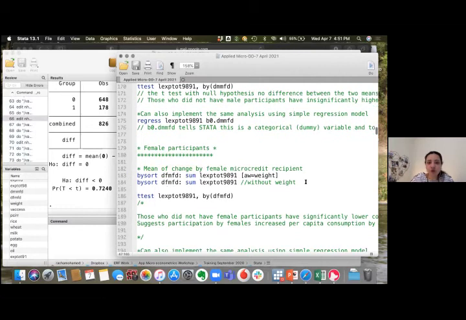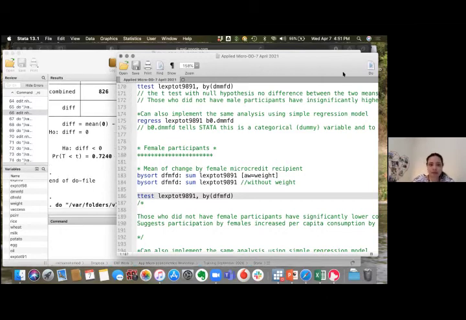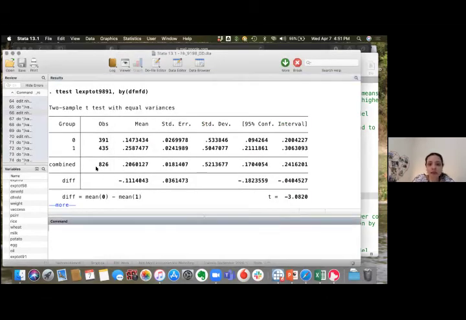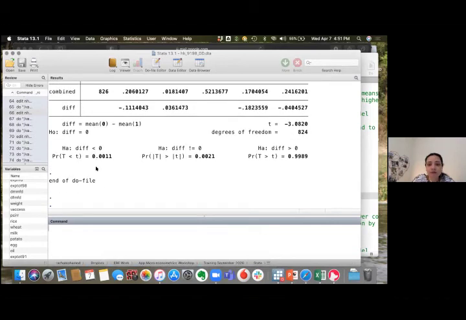Let me show it to you if we do it by female. Again, we calculate the difference of total expenditure per capita between the two years, 98 and 91. Now I want to compare the average difference between those who have a female participant and those who have no female participant. So I do the same thing. And what we found, do we have a significant difference or not?